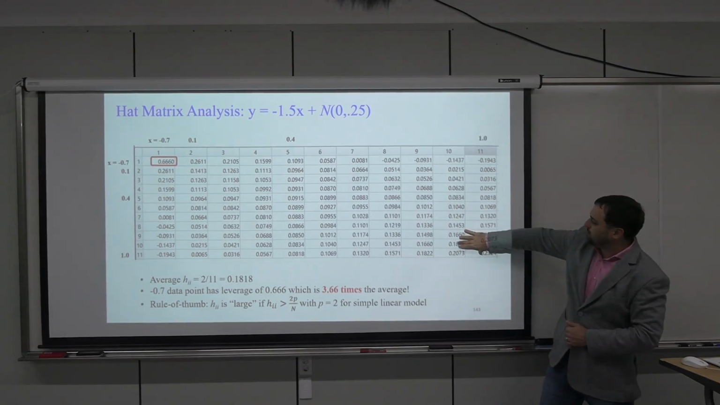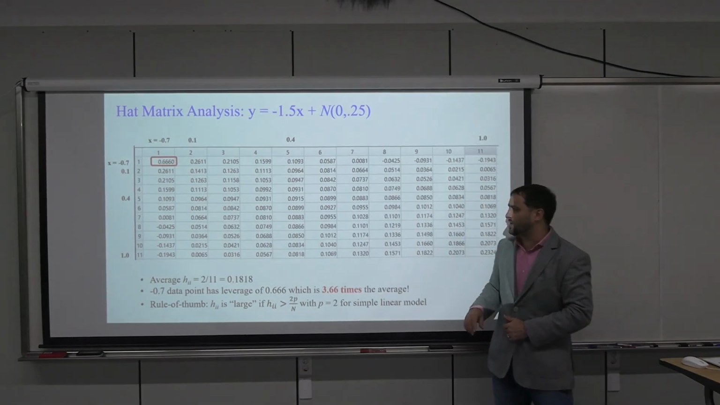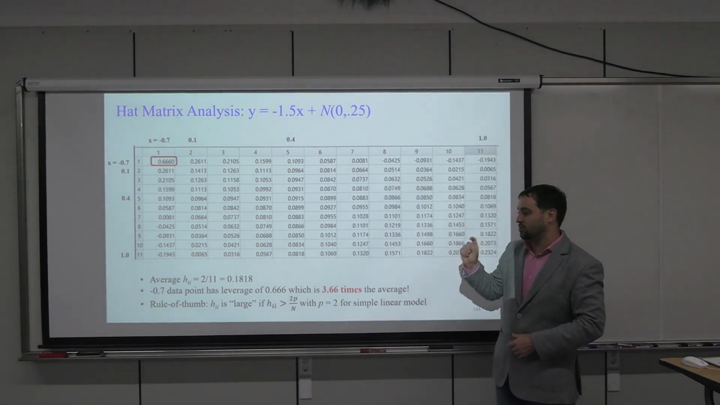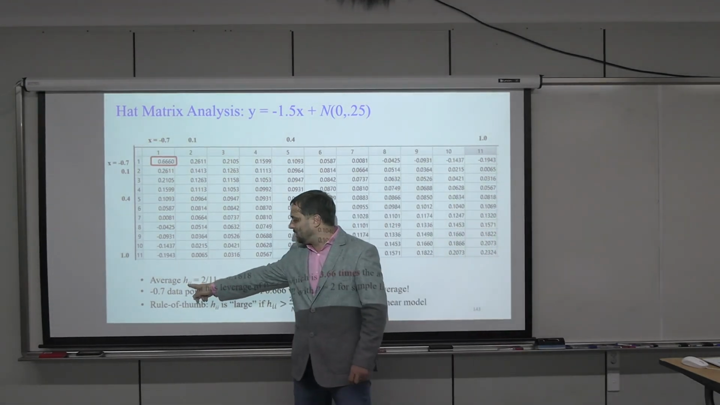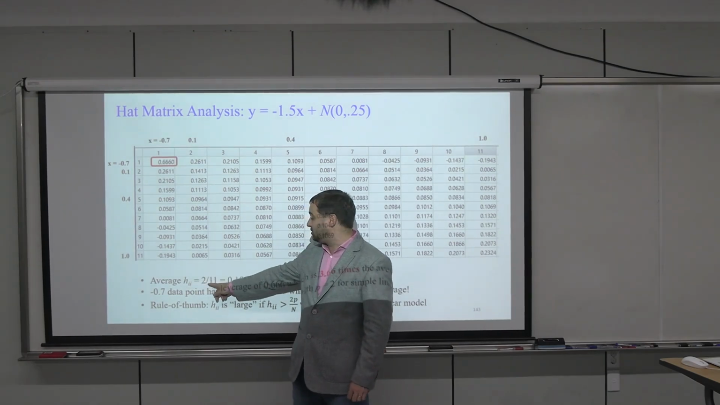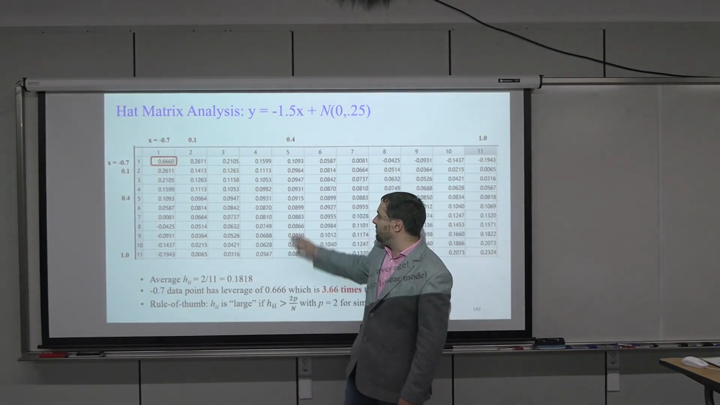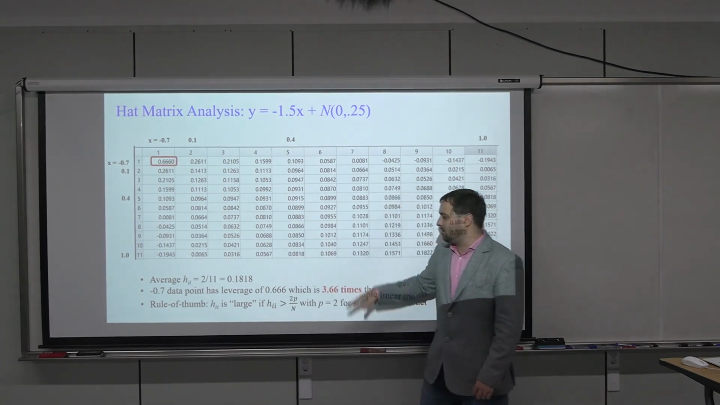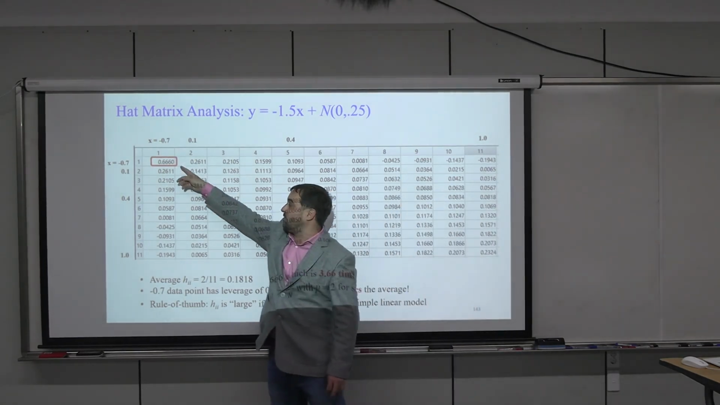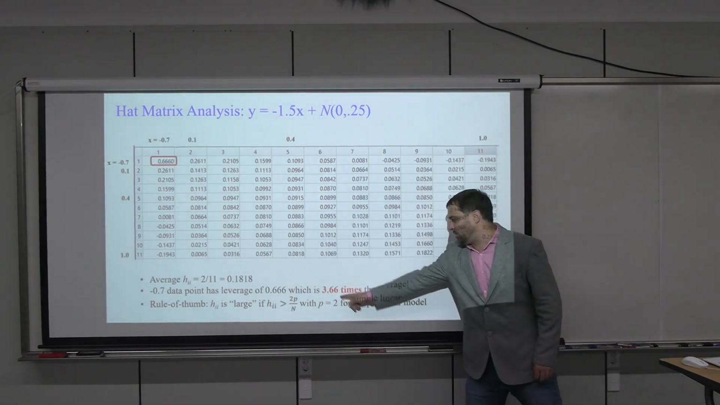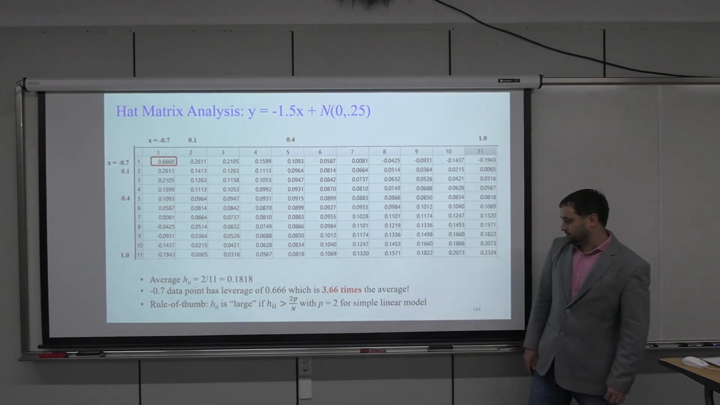And so the data points at the boundaries have significantly higher diagonal entry values. In fact, the average HII is 2 divided by 11, which is 0.1818. So we have a large subset that are less than the average. Now this one is a factor of 3 higher than the average, or actually 3.66 times the average.